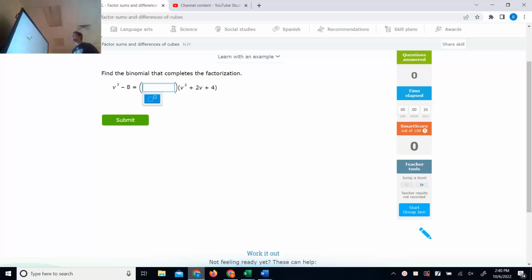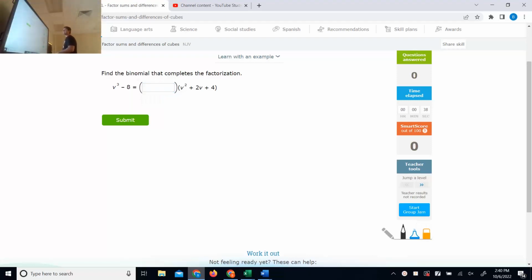So what is this? This is factoring sums and differences of cubes. I would love to show you where these formulas come from, but I don't guess most of you will even watch the video. So no point in doing that.